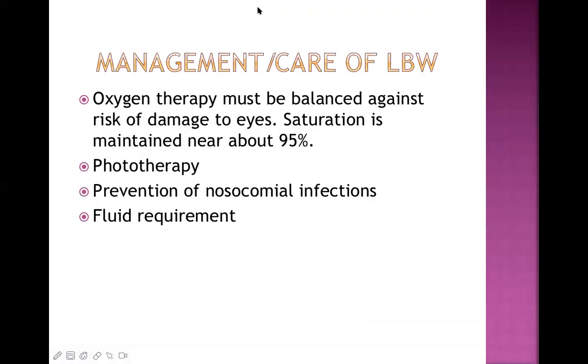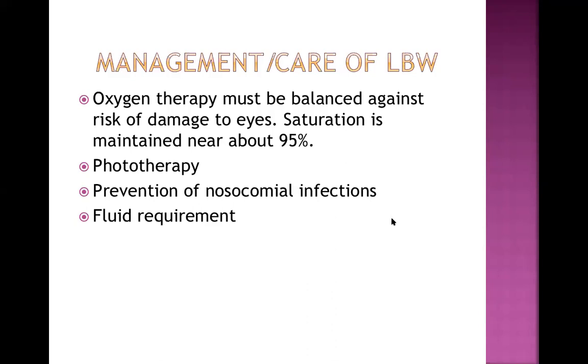Now, what are the other steps of the management? Now, oxygen therapy must be balanced against the risk of damage to the eye, especially the retina. Yesterday, I told this point so many times in the discussion. Oxygen should be given only if it is necessary. Let's take an example here. If the baby is having respiratory distress syndrome of prematurity, we must give oxygen. There's no doubt about it.